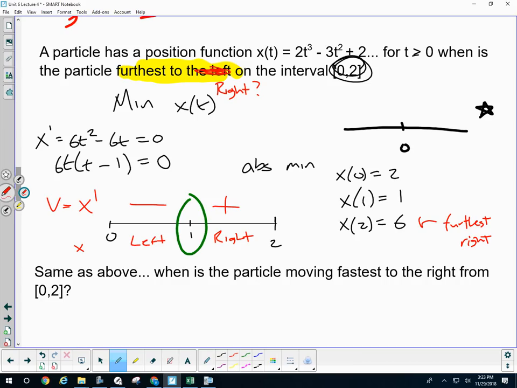Okay, different question. Same situation as above, giving you a position function. Now I'm asking you, when is the particle moving fastest to the right? Okay? So, discuss with your neighbors, what would you have to analyze to determine when we're moving fastest to the right? If you go straight to the word acceleration, you're missing the key step, which is fastest to the right. It means I'm looking for the blank of blank.